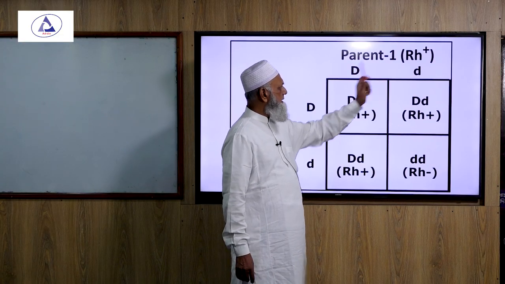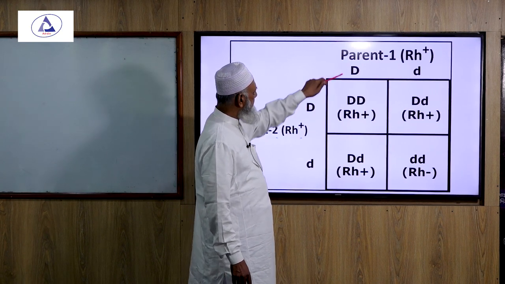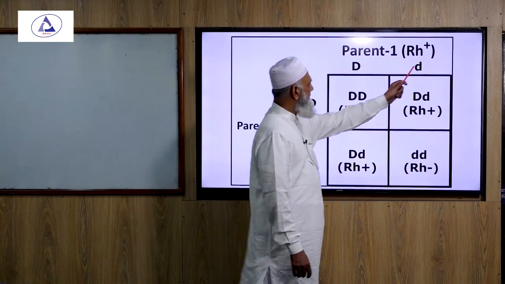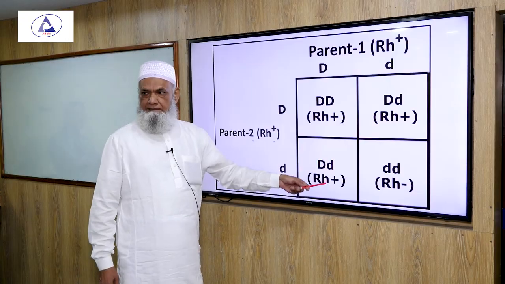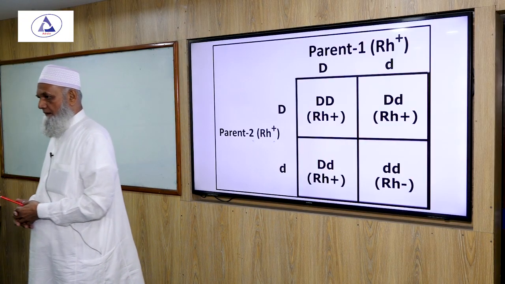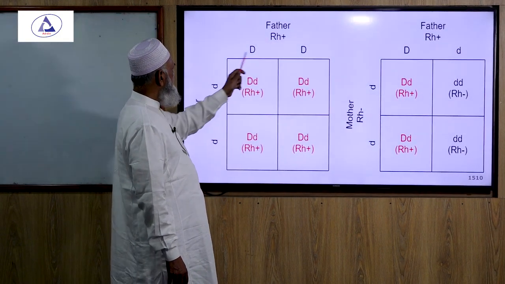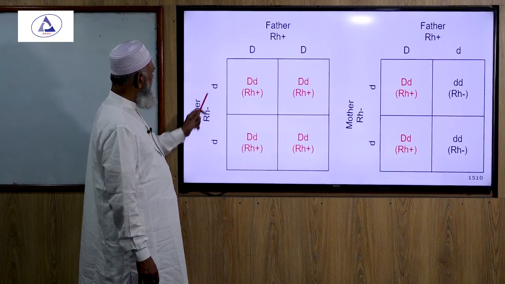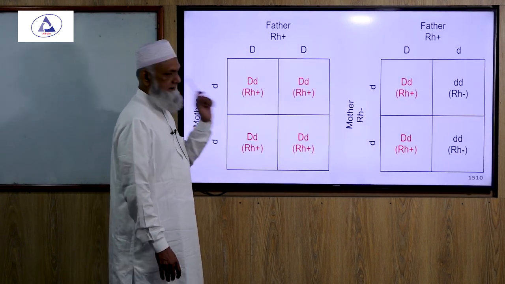A parent with DD means Rh positive. How can they inherit? DD positive, Dd positive, Dd positive, dd negative, because D is the dominant gene. A single dominant gene represents the positivity. Another slide: mother negative, father positive, DD. How do they combine? Dd positive, Dd positive, Dd positive, Dd positive. All are positive.